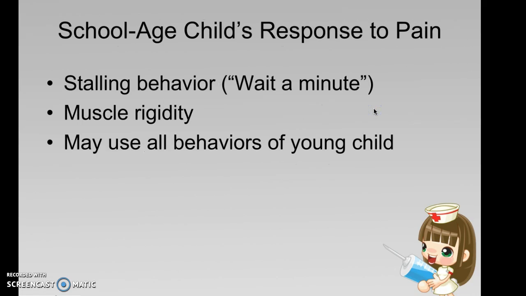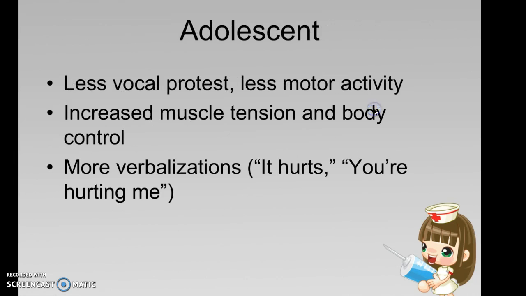That school age child is going to stall. My favorite example of this is in the clinical setting when we have a child that we have to swab their throat for strep and they've had it done before and they know. No, no, no. Wait, wait, wait. Okay, I'll be one more minute. Almost done, almost ready. And they stall, stall, stall because they know what's happening. They get very, very stiff, that rigid behavior. And they may push you away too, and they may scream as well.